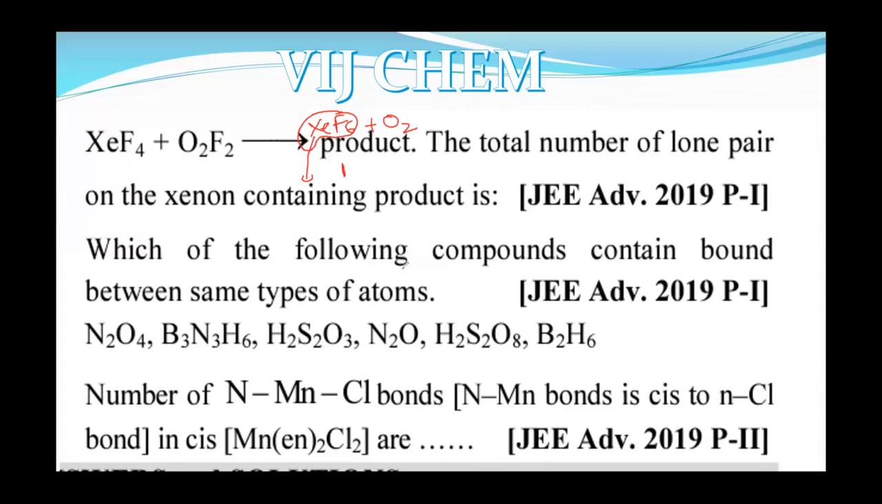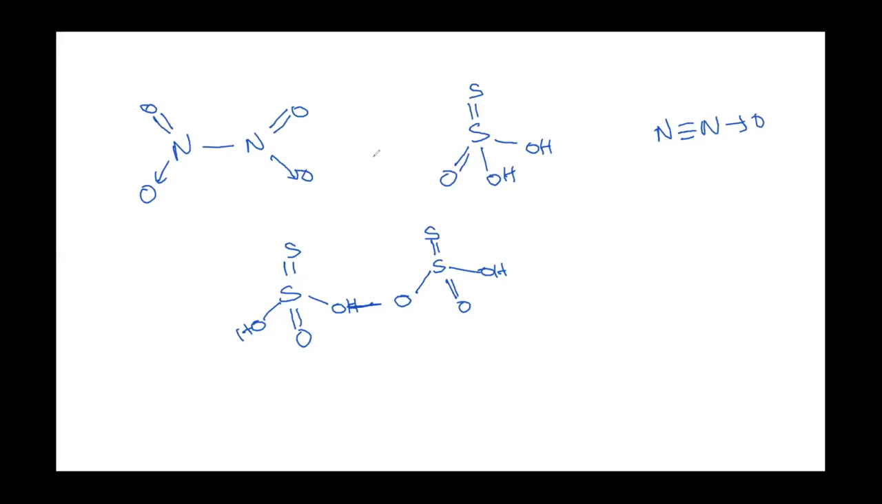Next, which one of the following compounds can contain bond between same type of atoms? That means sulfur to sulfur, boron to boron, nitrogen to nitrogen, like that you have to identify. Okay. There can be any number of bonds, but there should be bond between them. Okay, these are the structures which have 4. 1, 2, 3, 4. Here sulfur to sulfur bond is there, nitrogen to nitrogen bond is there, sulfur to sulfur bond is there, nitrogen to nitrogen bond is there. Okay, answer is 4.